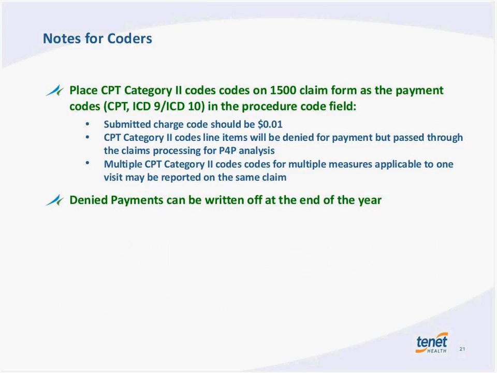So just to summarize what we talked about with completing your 1500 form, you want to ensure that you report your denominator codes, which are your CPT and your ICD-9 codes that are applicable to this measure, and report the appropriate Category 2 code on your claim form with a penny charge. And remember, there can be more than one of the Category 2 codes on your claim, and then pennies will be denied and you will adjust them off. Next slide.